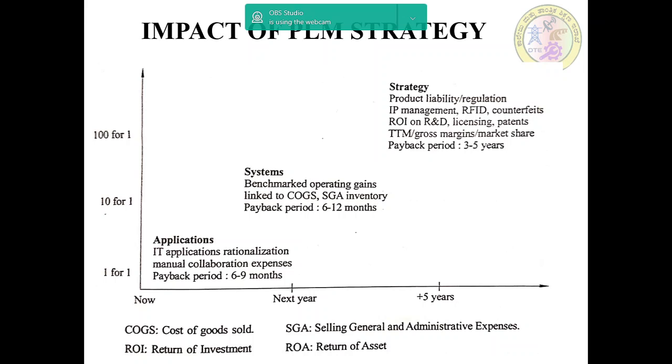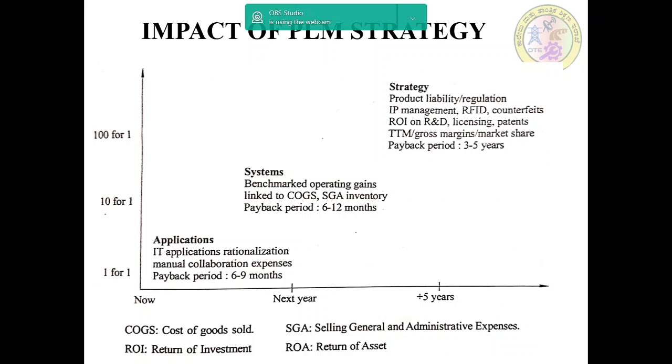Here the figure shows the different areas that can cost organizations huge amounts of money that would be impacted by a coherent PLM strategy executed across the organization. The figure also shows there are three levels of impact on the PLM payback schedule. PLM payback schedules vary both in magnitude and in time frame, depending upon the scope of PLM initiatives.